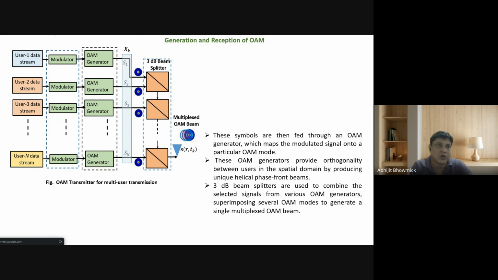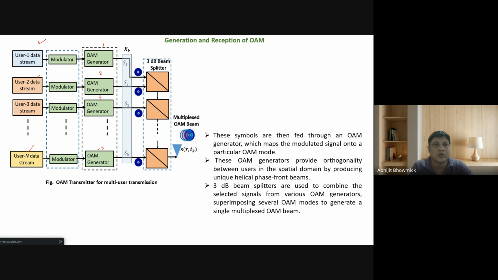User data 1, user data 2, up to n number of user data. This is showing the multiplexing. They are modulated, then pass through a wave generator. Say it is mode 1, mode 2, mode 3, it may be some -3, randomly given. Then after modulation, the data is incorporated in the given mode.